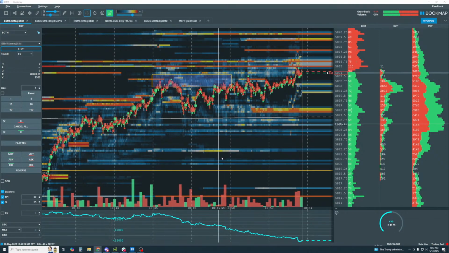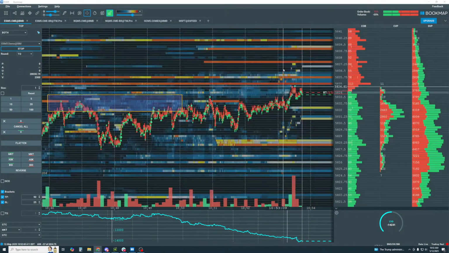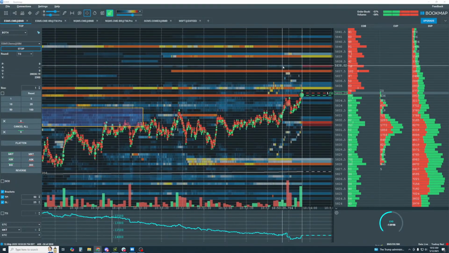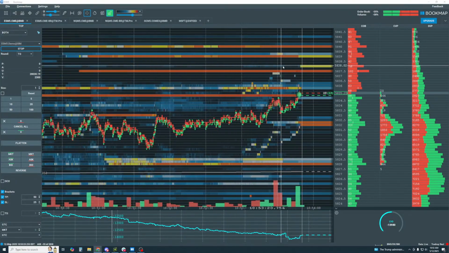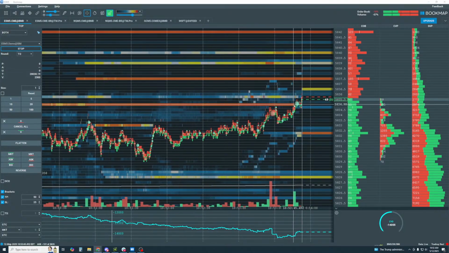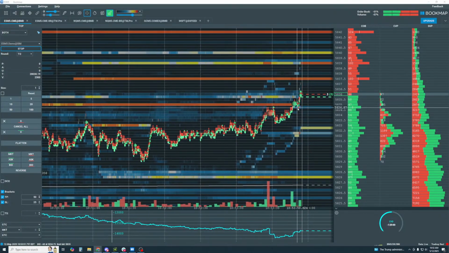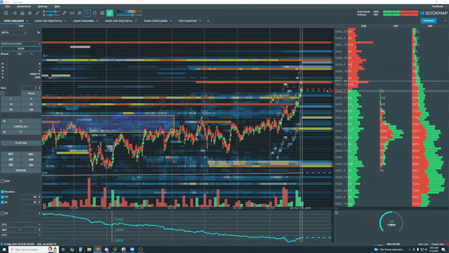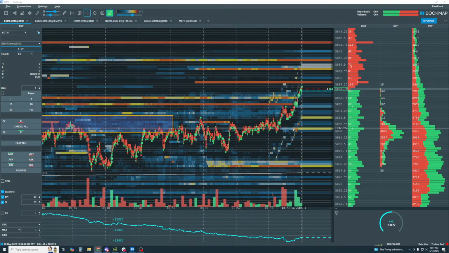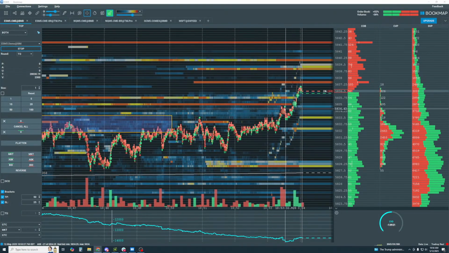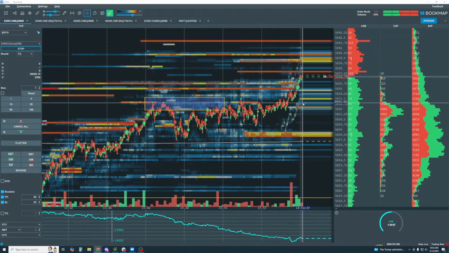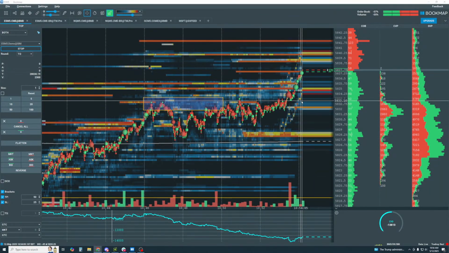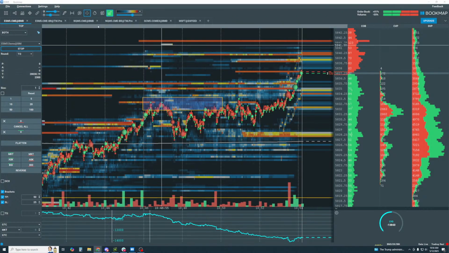Yeah, quite a bit of selling in here. It's kind of interesting to see. Okay, there's some buyers into high liquidity there, and still finding buyers. Still finding buyers. Boy, this is going to be a nice stop run.